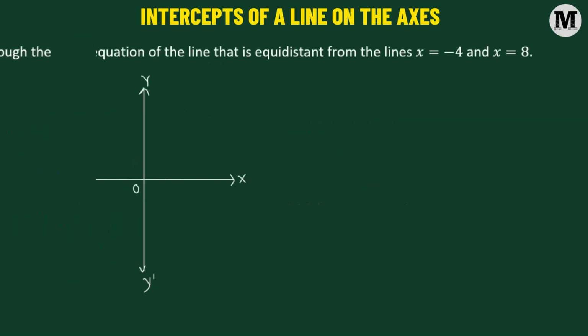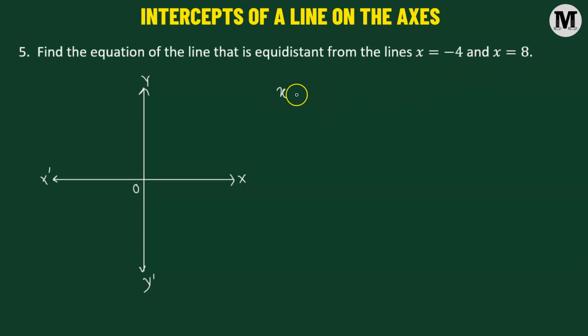Problem number 5. We need to obtain the equation of a line which is equidistant from these two lines. One is x equals -4 and one is x equals 8. So our goal will be to first sketch the graph of the lines x equals -4 and x equals 8.